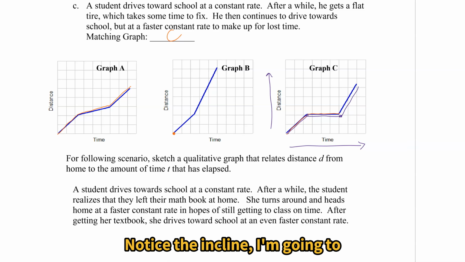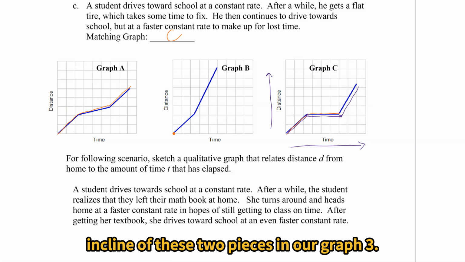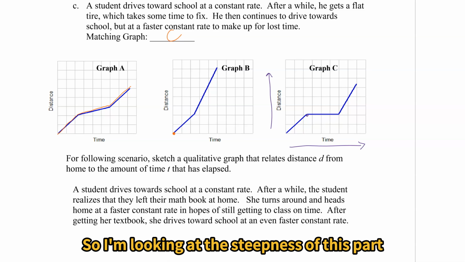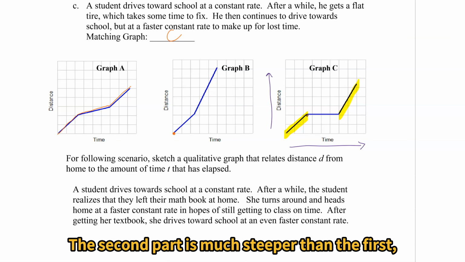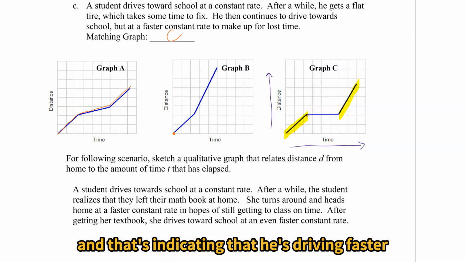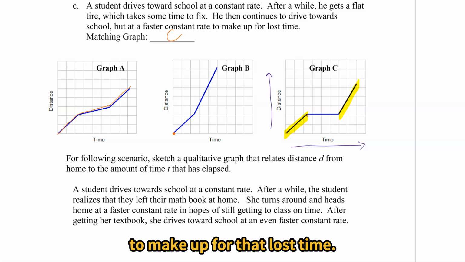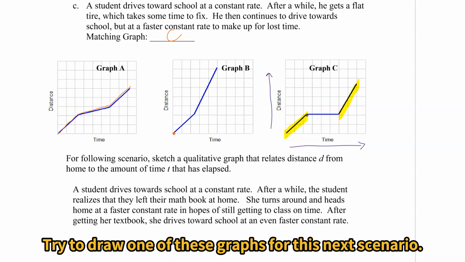Notice the incline, I'm going to avoid using a special word right now, the incline of these two pieces in our graph 3. So I'm looking at the steepness of this part and the steepness of that part. The second part is much steeper than the first, and that's indicating that he's driving faster to make up for that lost time. Try to draw one of these graphs for this next scenario.